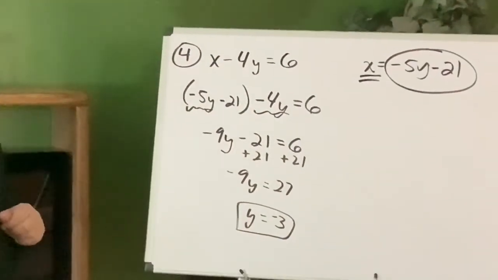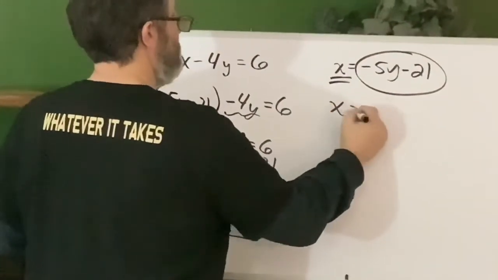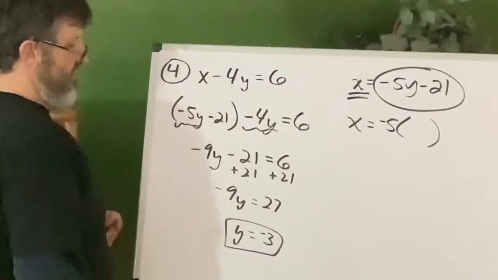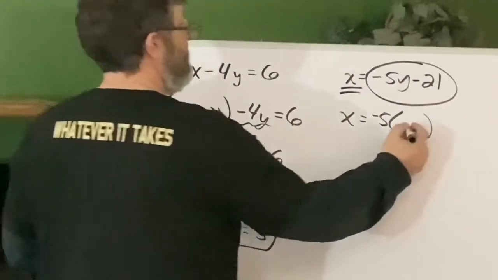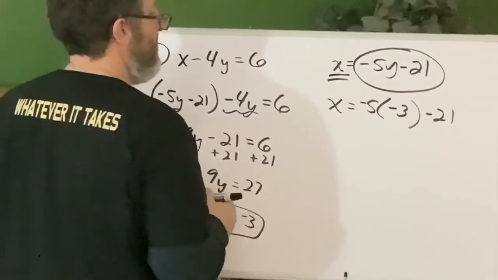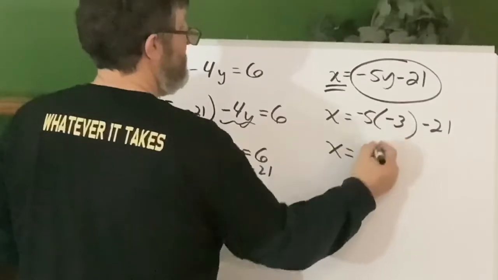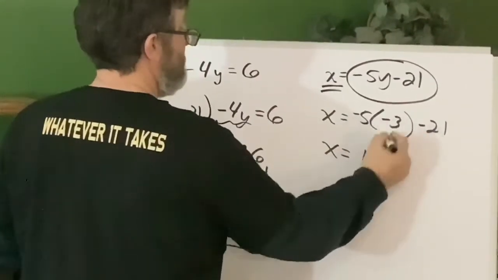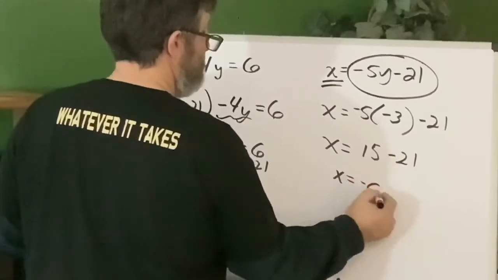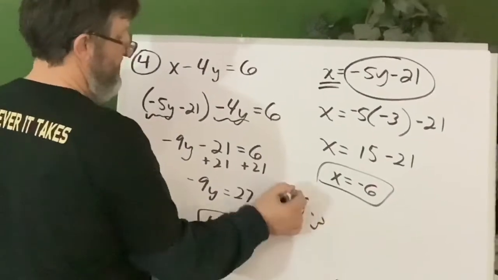I know I'm going a little bit faster, but you guys can do this. Okay, here we go. X equals negative 5. Take y out of the game. What goes in? A negative 3 minus 21. So x equals 15. Negative times a negative makes it a positive. Minus 21. X equals negative 6. Answer: negative 6, negative 3.